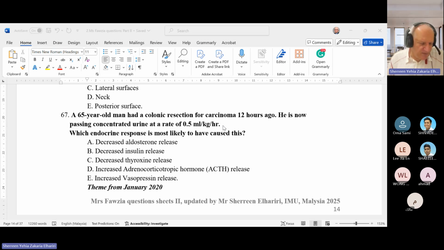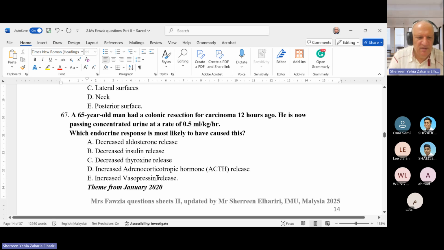So what happens from the endocrine point of view in any stress, any trauma, any surgery? Which hormone is released? Okay. So the increase of vasopressin. Vasopressin, of course, is antidiuretic hormone.